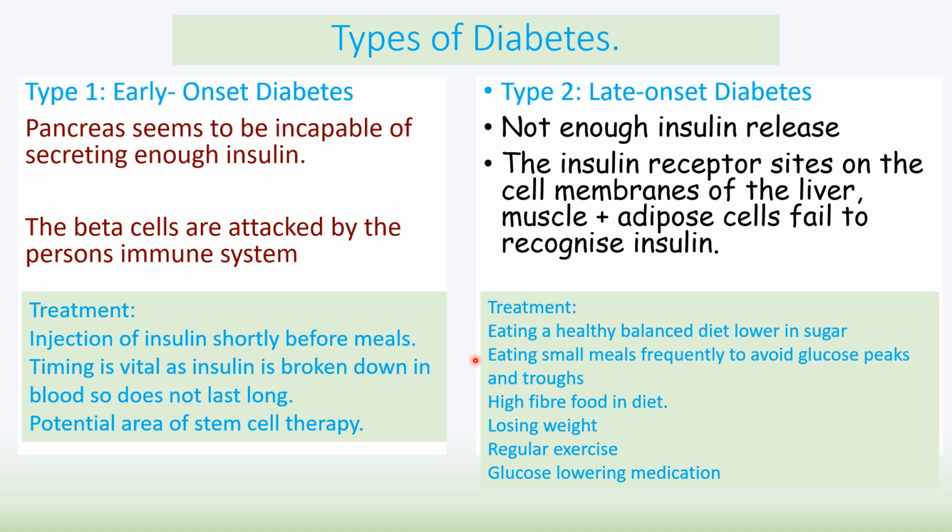For type 2 diabetes, you generally try and eat a healthier, balanced diet with lower sugar levels. You can eat small meals frequently to avoid peaks of sugar and troughs of sugar. High fiber in the diet, so a lot of the fiber food doesn't get digested and it just travels through. Losing weight is obviously a big one. Regular exercise and glucose lowering medication.